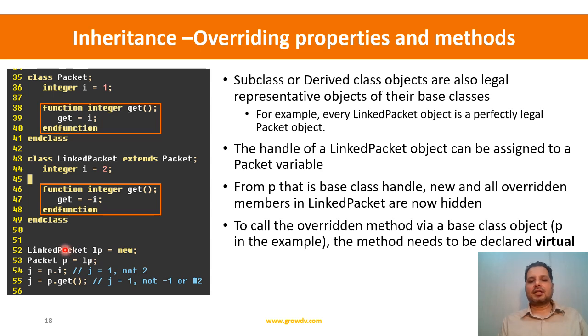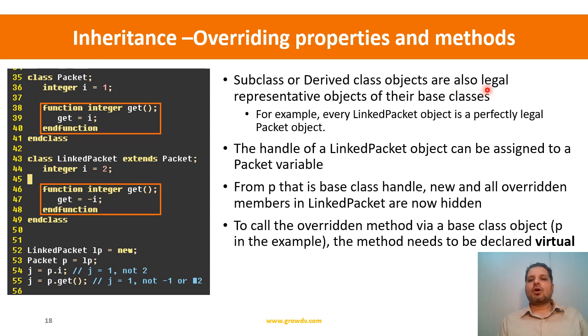So class is a data type. So I say linked packet. I declared a handle LP and I did equal to new, wherein I created an object of the type linked packet. Okay, so now at this point, before we jump into the next of the code, let's come back to the concepts. So what we want to say is that we have now an object of the type linked packet.